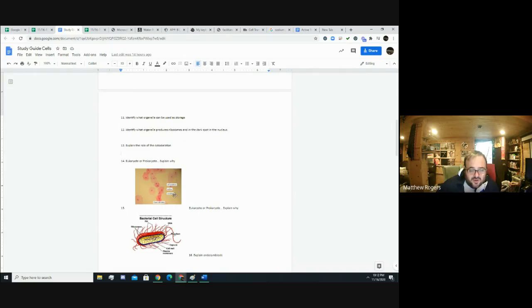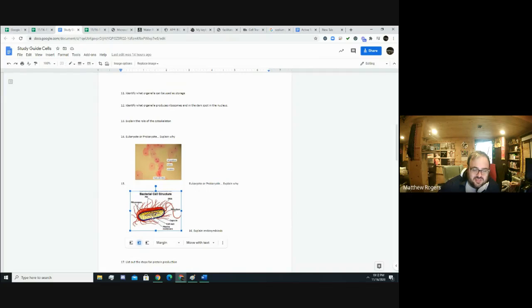Eukaryote or prokaryote? Well, if you take a look here, it's kind of small. It says nucleus, so eukaryotes have a nucleus. This is a prokaryote because it doesn't have a nucleus. The DNA is free-floating and it doesn't have a bunch of other organelles.